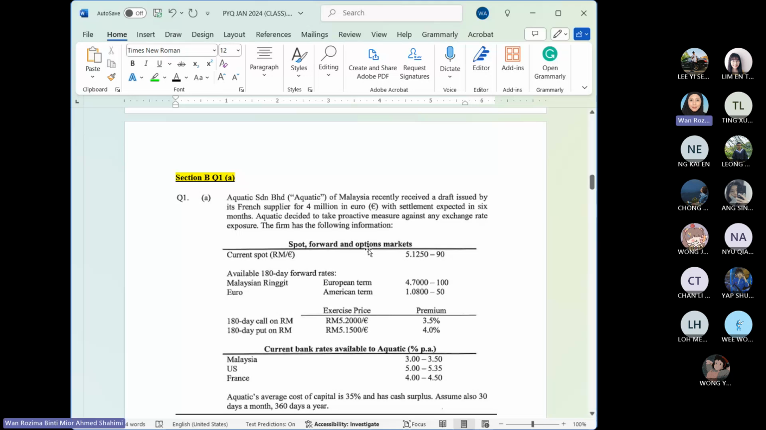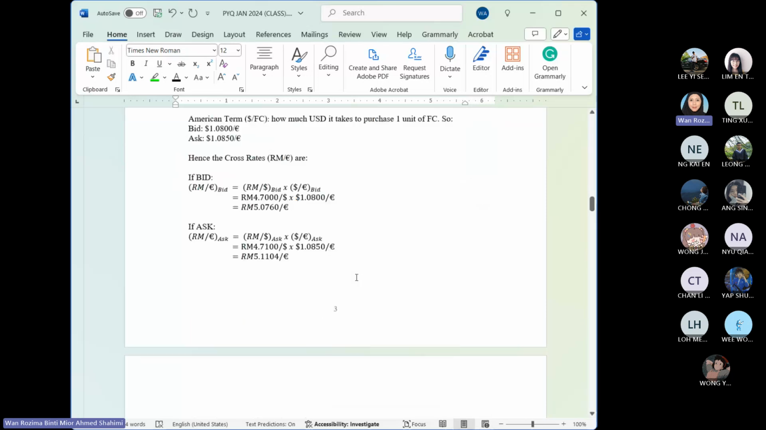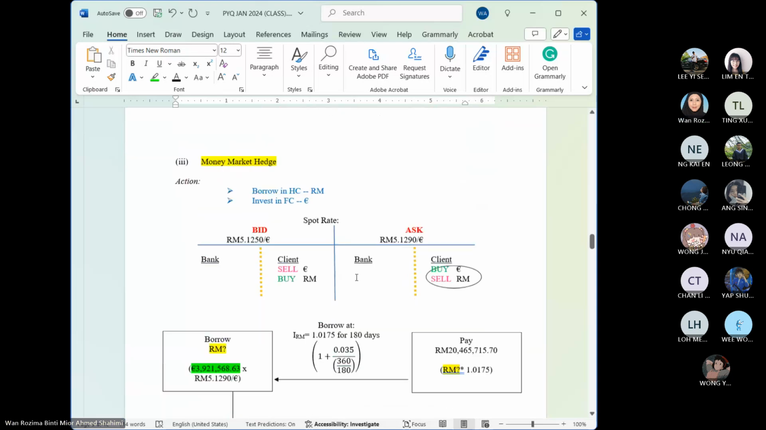I repeat one more time. Supposedly, according to account payable, we should engage call options. But since call option is on foreign currency, and from the question the call is on ringgit Malaysia, the home currency, we cannot take call option. Instead, we need to take put on ringgit Malaysia. Right? I hope that you're clear with that. So back to this. We're done.